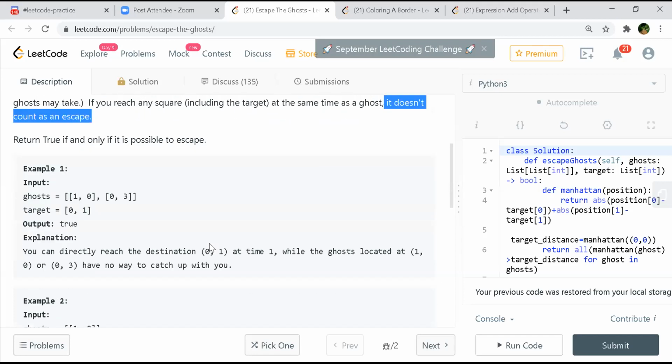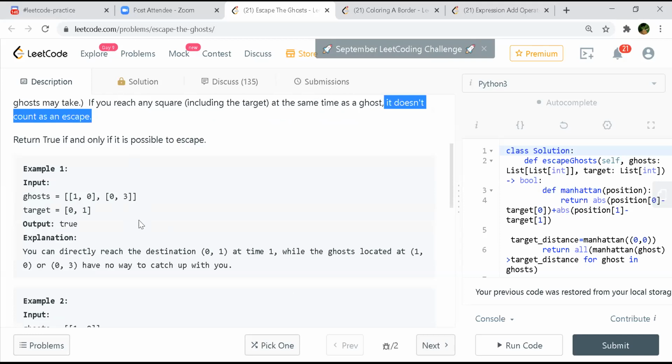For this example, you directly reach the destination, the target itself, at time 1, while the ghosts are located at 1, 0 and 0, 3. In that case they can't catch you, right? There is no way to catch up with us, because we are directly reaching the destination at time one itself.